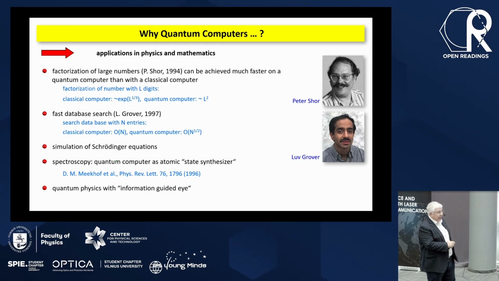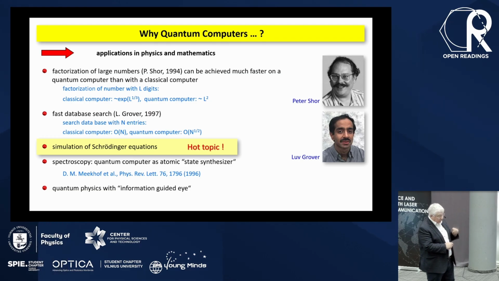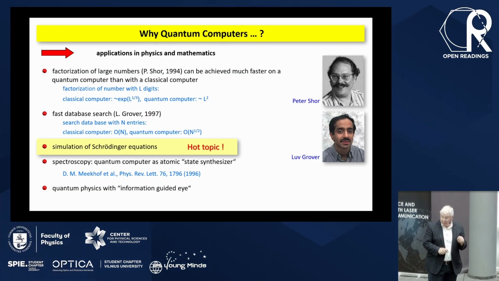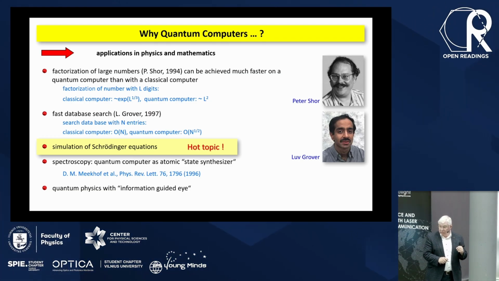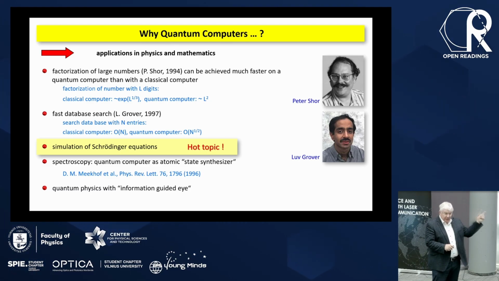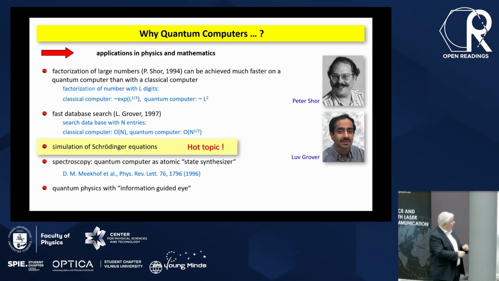Now, then was suggested in the 80s, but nobody knew how to actually do that with a quantum machine, was the simulation of Schrödinger equations. This was pointed out by Richard Feynman in his famous lectures on doing computations. That is currently a hot topic, and I will show you a few examples in the end of my talk.